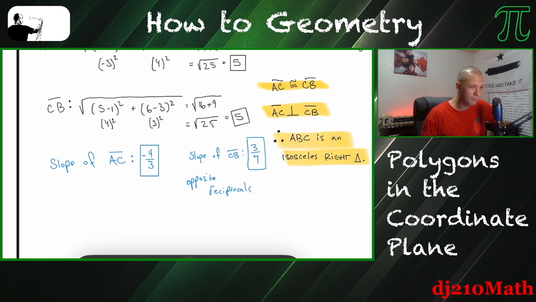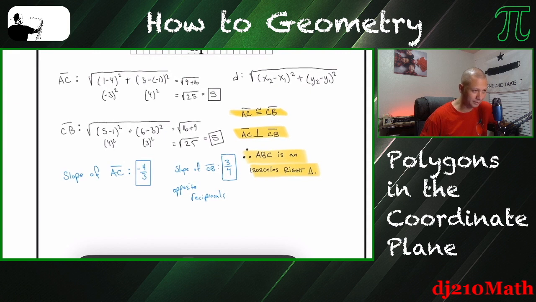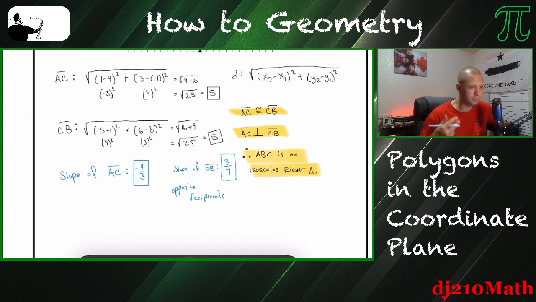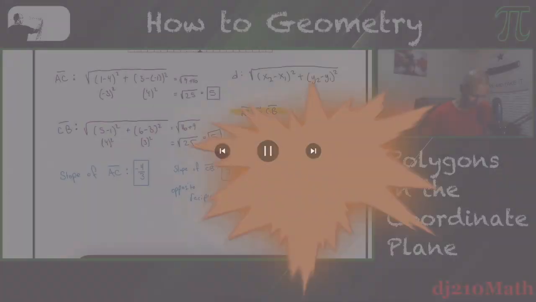Right, so the highlighted part is what we're verifying. The work is kind of the answer. But we wanted to verify the two things, and we did. And then, therefore, we can conclude that it is an isosceles right triangle.